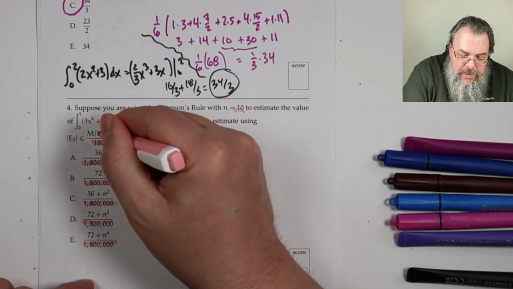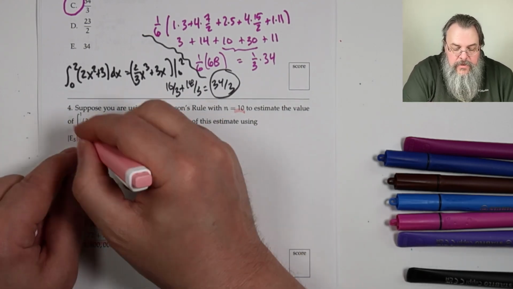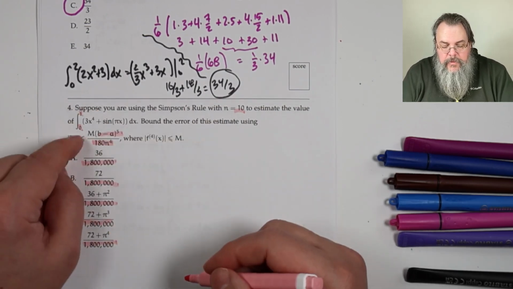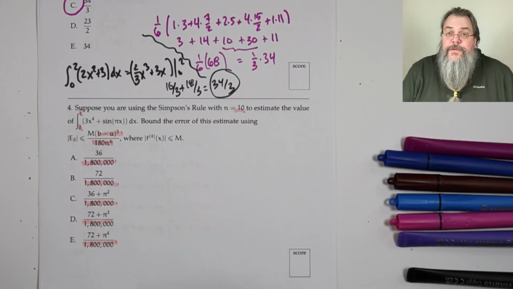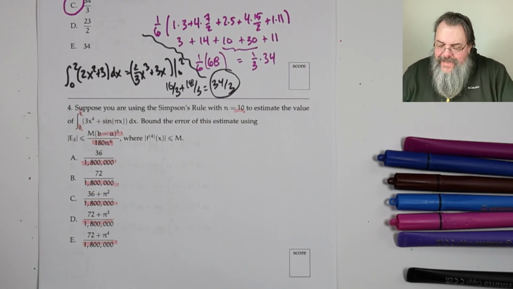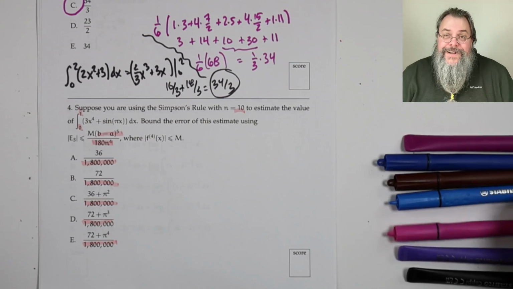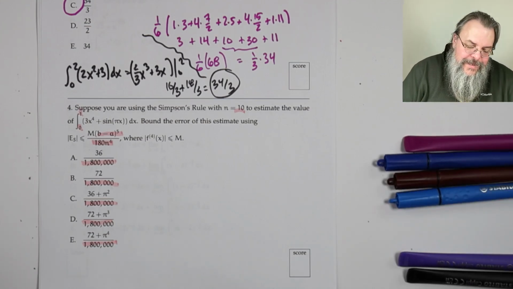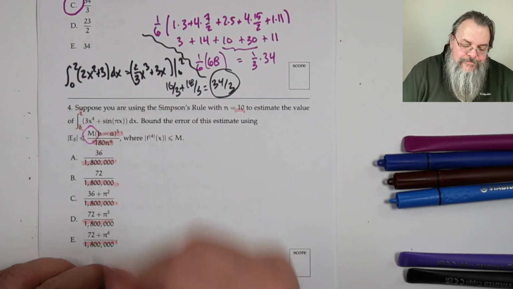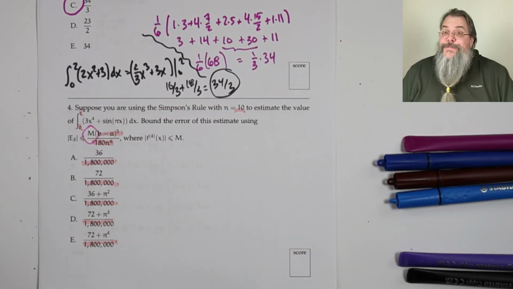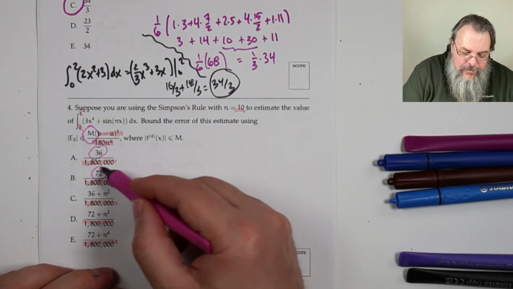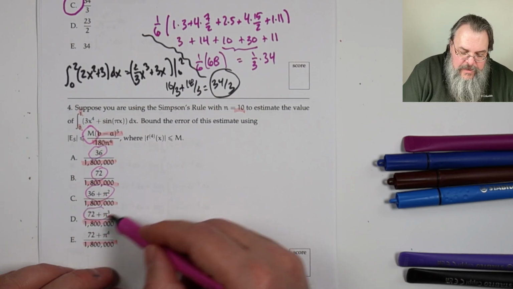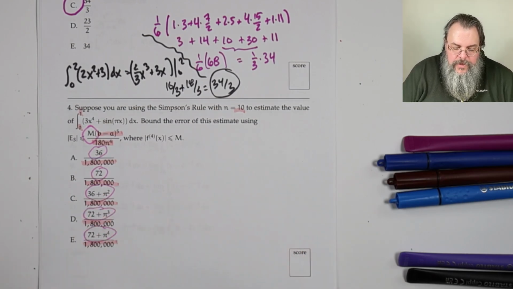Now what about this b minus a to the 5th? Well, your bounds are 0 and 1, so b minus a is 1. 1 to the 5th is 1. So what is this problem about? What is it you actually have to solve for? Good question, my friend. This problem is about M. Once you find M, you're done. And so these are your candidates for M.